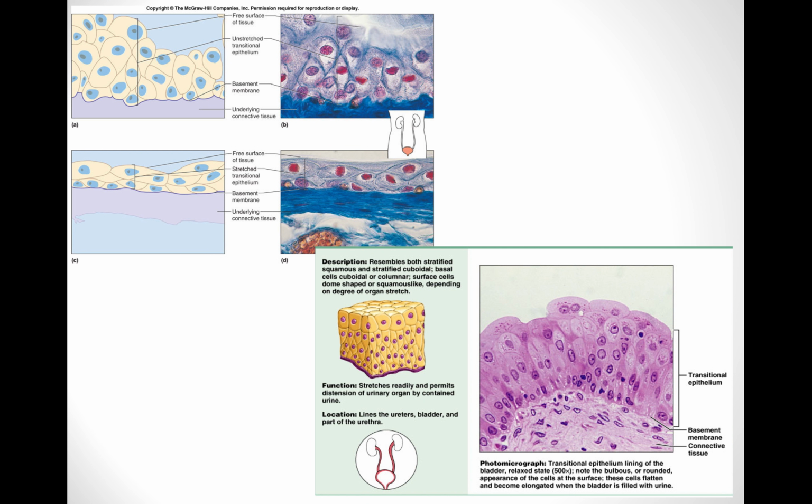To accommodate that, the transitional epithelium cells also start to stretch, and you see the cells going from more of a cube shape to more of a flattened cell shape to represent the transition. Interestingly, as the bladder is emptied, the cells revert back to their original, relatively cube-shaped form.